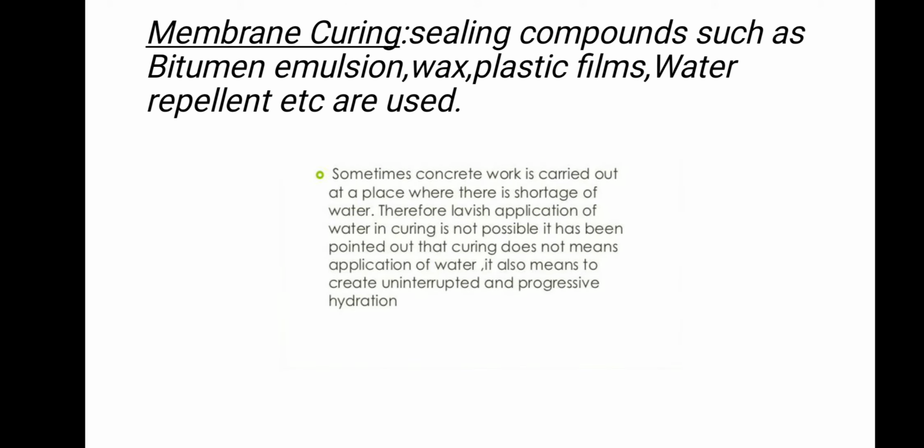Membrane curing is also another type of curing. It is carried out where the usage of water is limited and it is not possible to use an adequate amount of water. In this case, sealing compounds such as bitumen emulsion, wax, plastic films, water repellents, etc. are used to cover and trap the moisture on the surface and to maintain a particular temperature so that the curing process takes place.